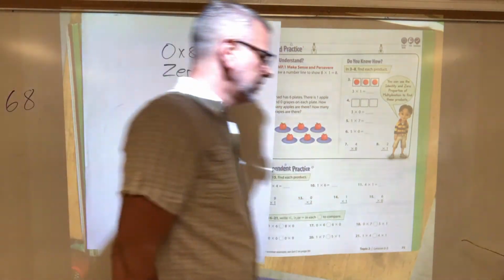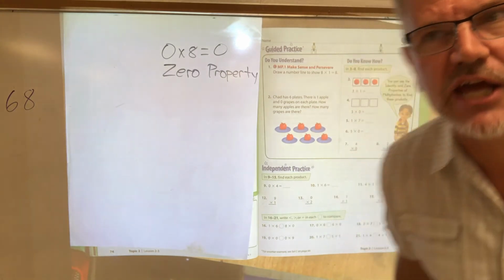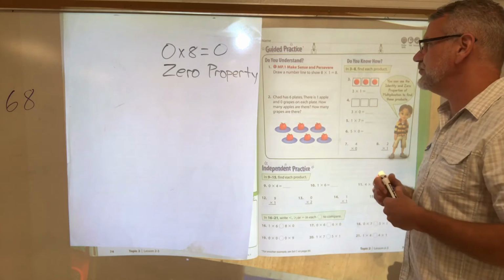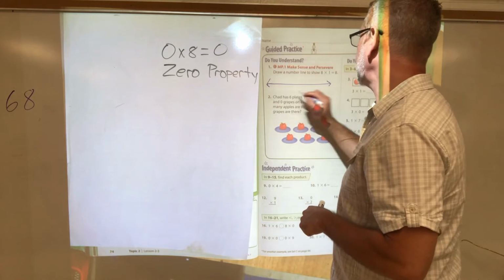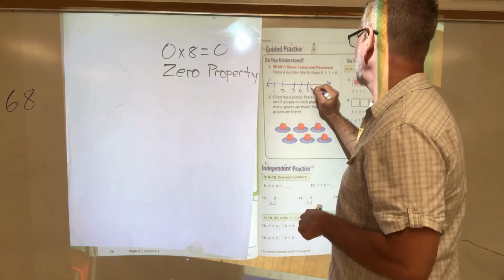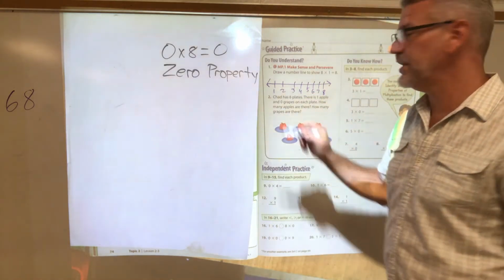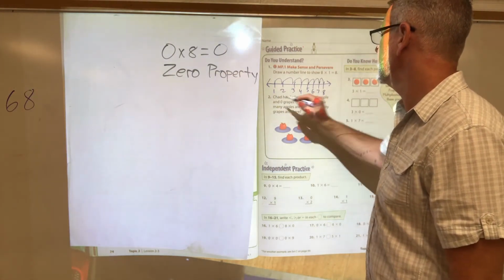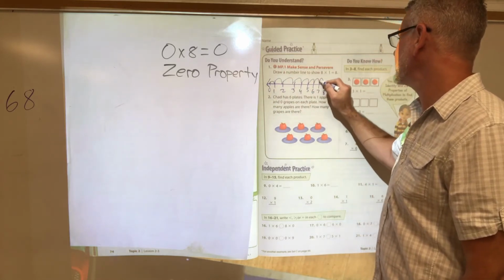Let's jump over here to the Do You Understand page. Do you understand? Okay, so draw a number line to show 8 groups of 1. I don't know that we need to do that, but we'll try it out anyway. 1, 2, 3, 4, 5, 6, 7, 8. So 8 groups of 1 would be 1, 2, 3, 4, 5, 6. Whoops. Forgot to put 0. There we go. 1, 2, 3, 4, 5, 6, 7, 8.